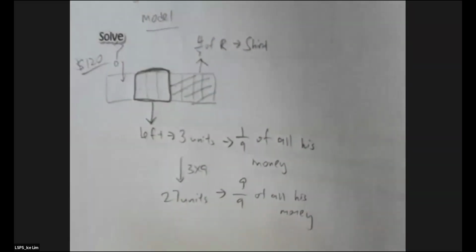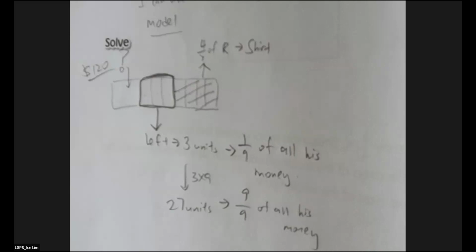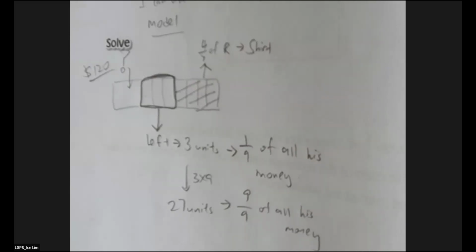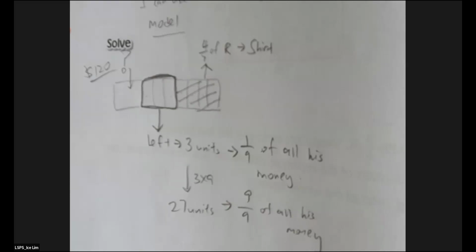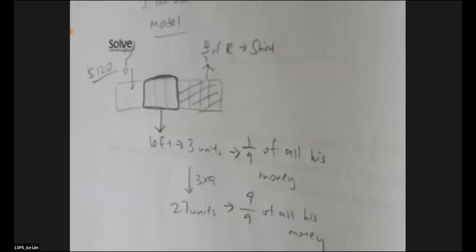Yeah, I think I can solve already. I think almost can solve. What do you think? So all his money is 27 units. Is it possible to get it anywhere? Is it possible to get it anywhere? 27 units. Not yet. Oh, yes. No, no, not sure.